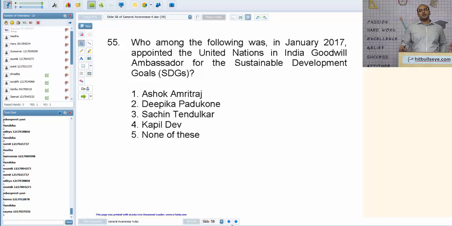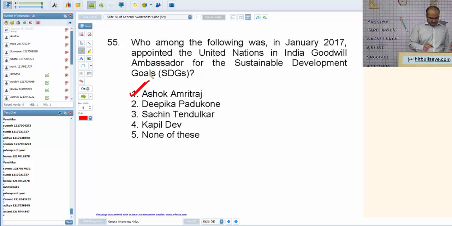Next, who among the following in January 2017 was appointed the United Nations in India Goodwill Ambassador for the Sustainable Development Goals? So it was not option number 2 or Sachin Tendulkar. It was Ashok Amritraj. He is a former tennis player and the brother of a very prominent tennis player, Vijay Amritraj. Ashok Amritraj is also a Hollywood director, right? So he was given this particular honor.